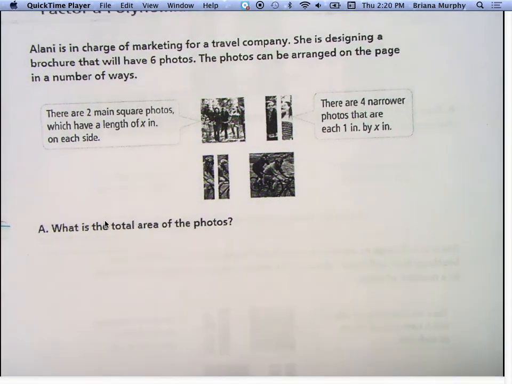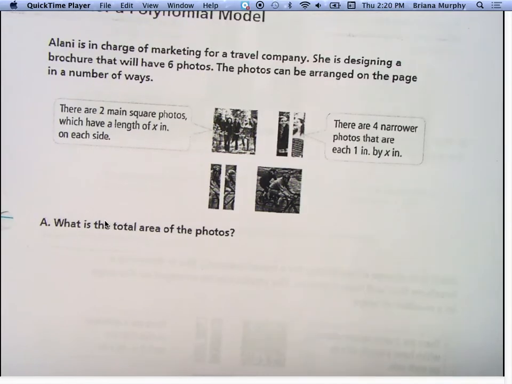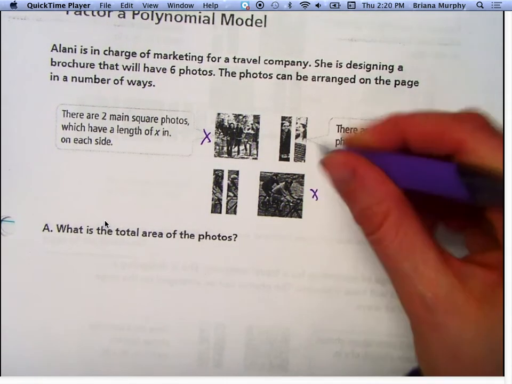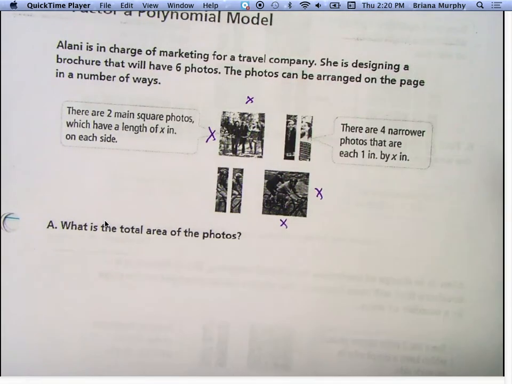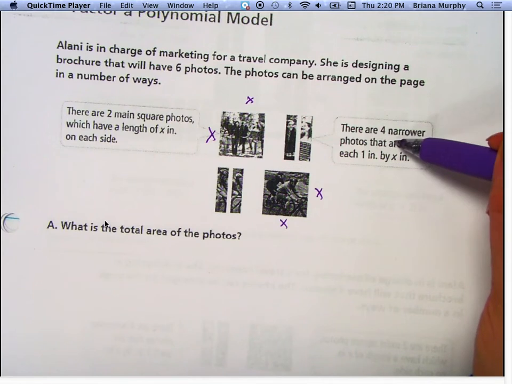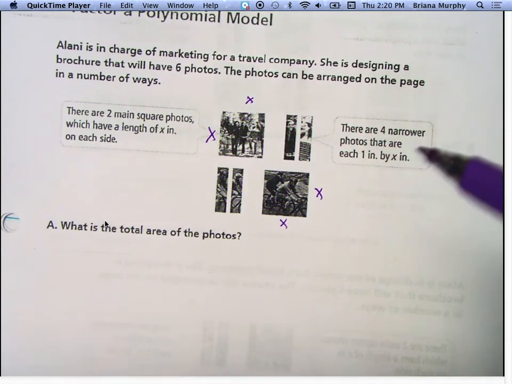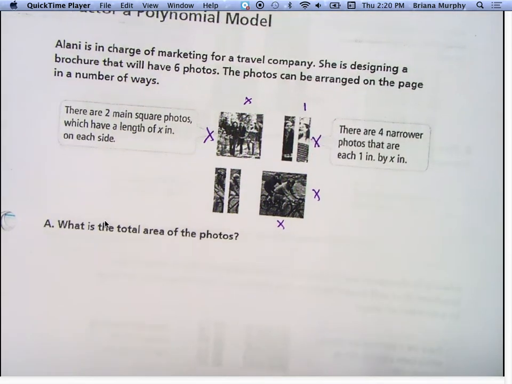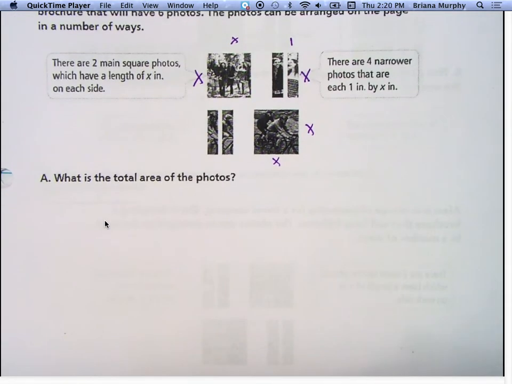Elena is in charge of marketing for a travel company. She's designing a brochure that will have 6 photos. The photos can be arranged on the page in a number of ways. There are 2 main square photos, which have a side length of x. There are 4 narrow photos that are each 1 inch by x. 1 by x. What is the total area of the photos?